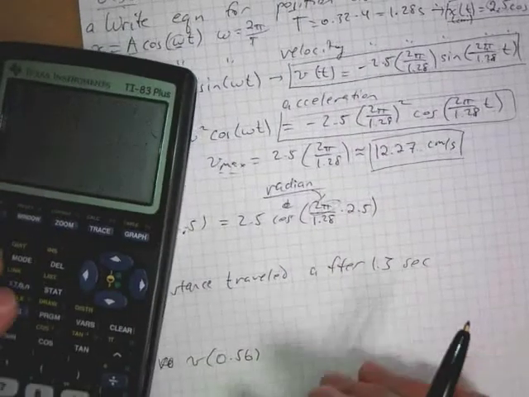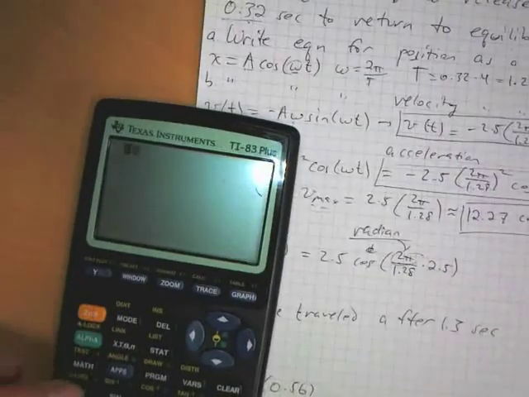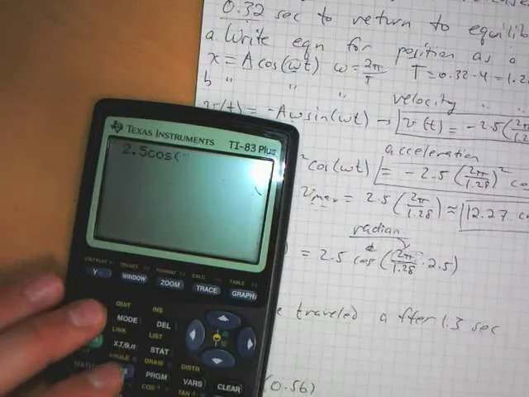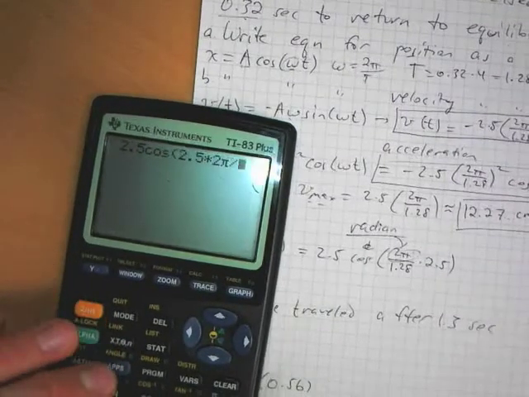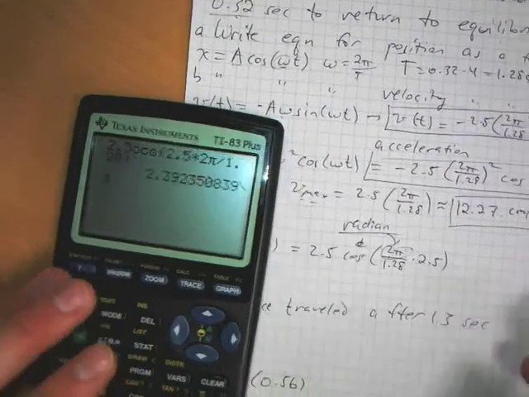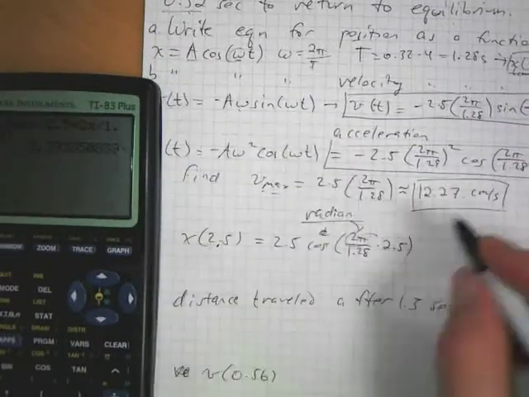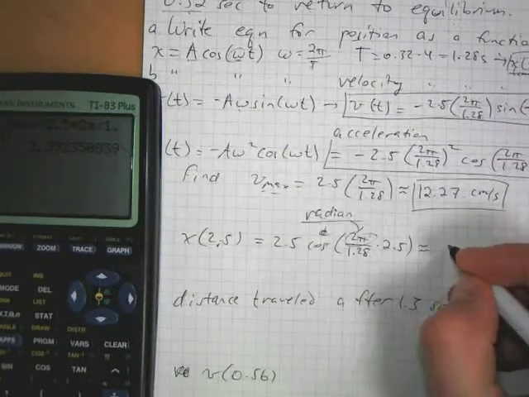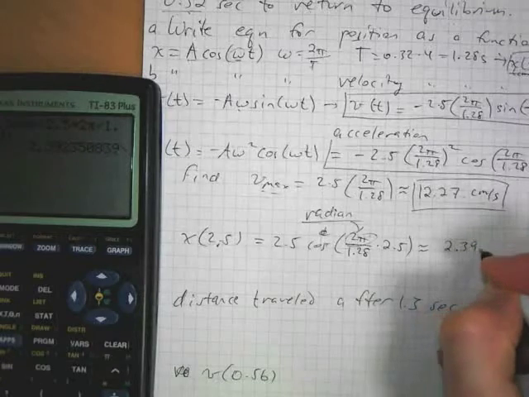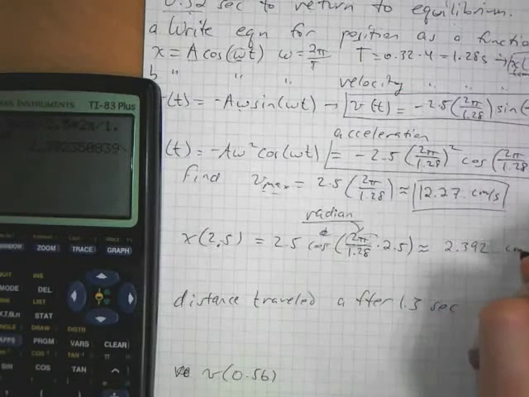And then we can punch this in, 2.5 cosine of 2.5 times 2 pi over 1.28, and get that our position at 2.5 seconds is about 2.392, etc. centimeters.